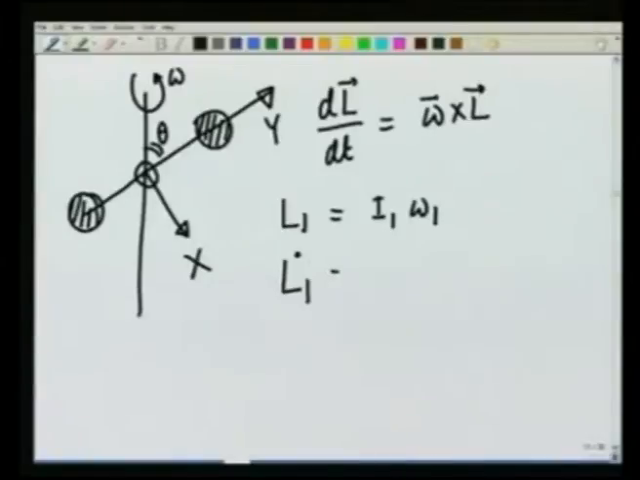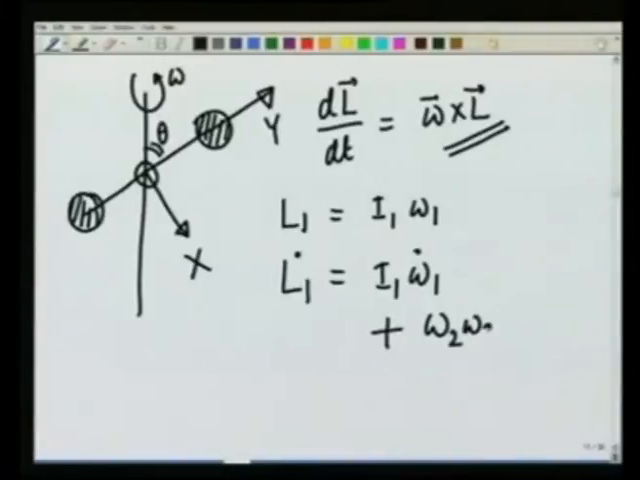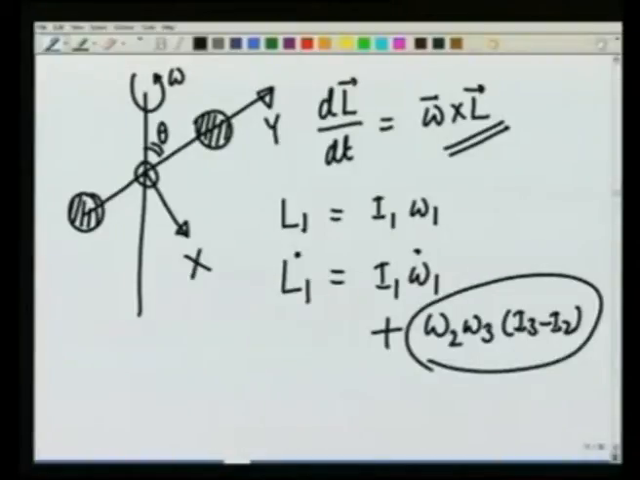dot is equal to I1 omega 1 dot. In addition, there is a change in the component of angular momentum in direction 1 because of this rotation, which we earlier wrote as omega 2 omega 3 (I3 minus I2). This you recall we had been using. So there are two sources of change in the component of angular momentum along direction 1.